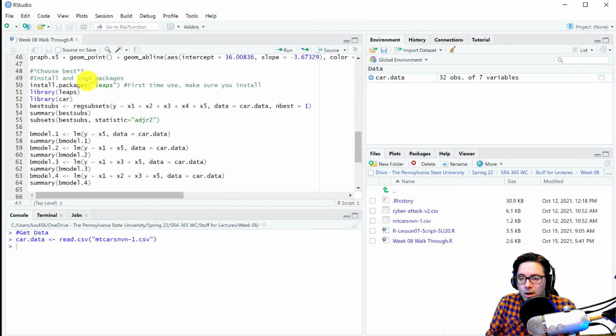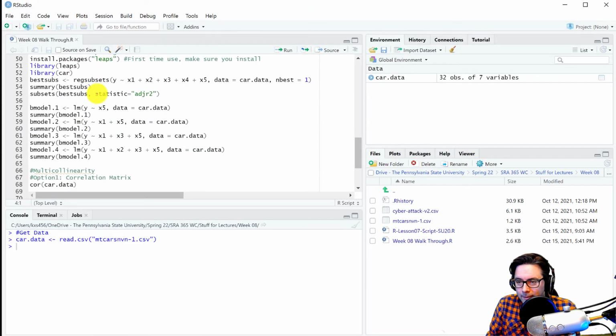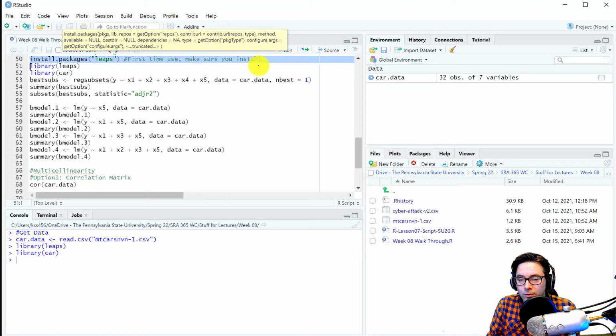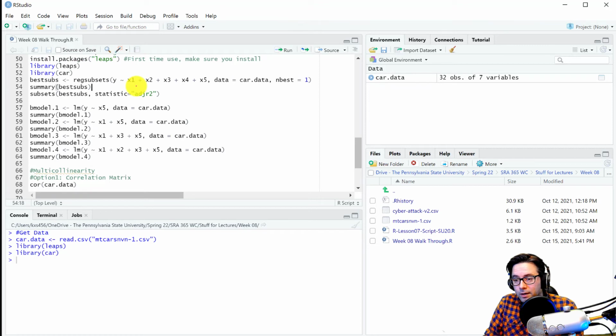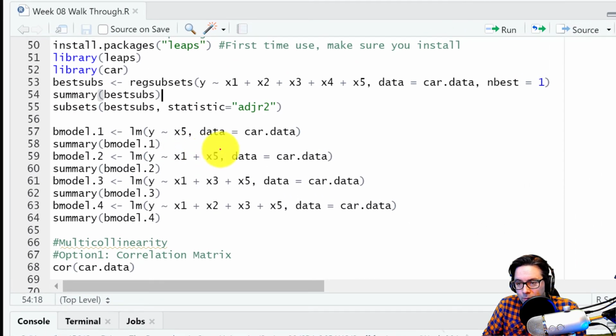So here I am in R. I already have some of these here. We need to make sure we load all these things. I've already installed them. And remember, when you're installing, you just want to select that one line and run it. Don't run multiple lines, just pick that one. I talked about all these, but remember the model that we like the most is the one with X1 and X5, right? So I'm going to hold on to that one. They call that B model 2.